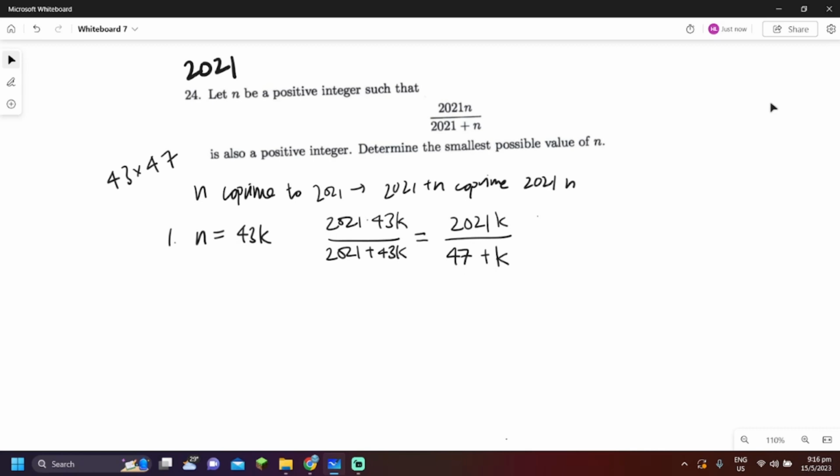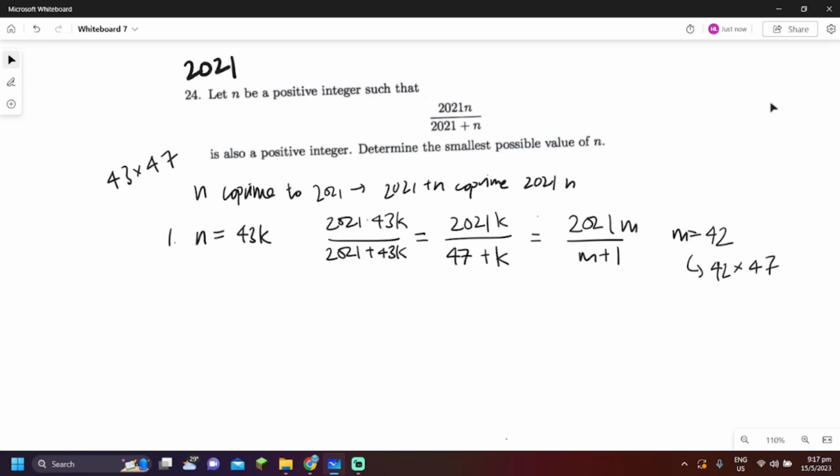times some number. If you set k equals 47m and divide both sides by 47, you get 2021m over m plus 1, and then m would have to be 42. In the other case of k and 47 plus k not being co-prime, we have to have 47 plus k dividing 2021, and in that case you set k equal to 2021 minus 47. And actually in both of these cases you still get the same answer of 42 times 47.